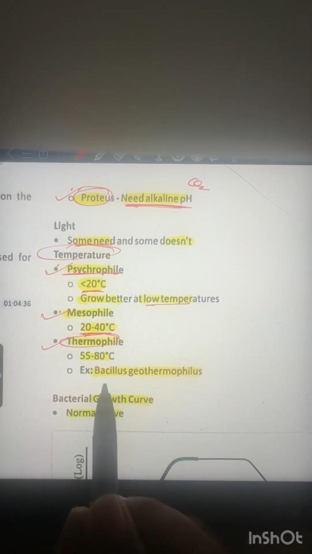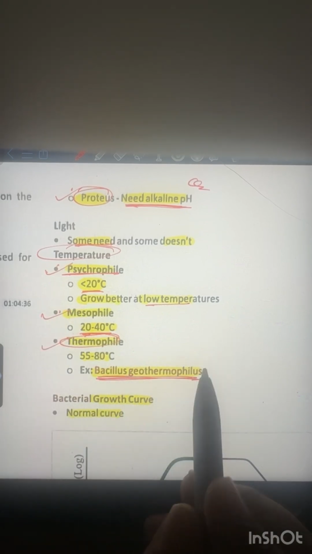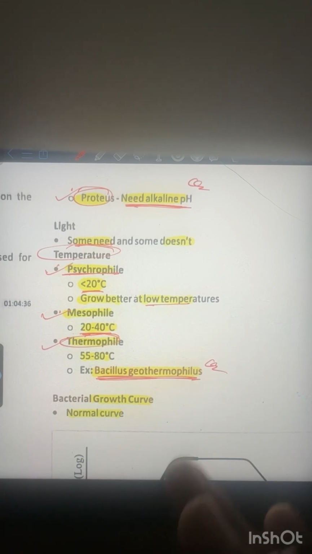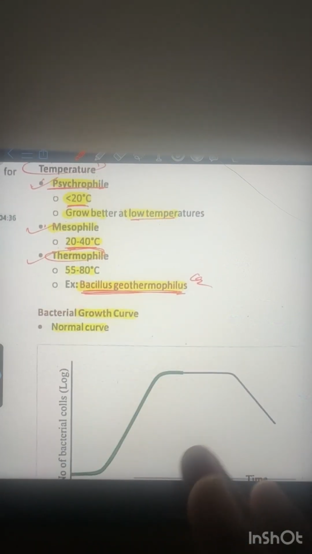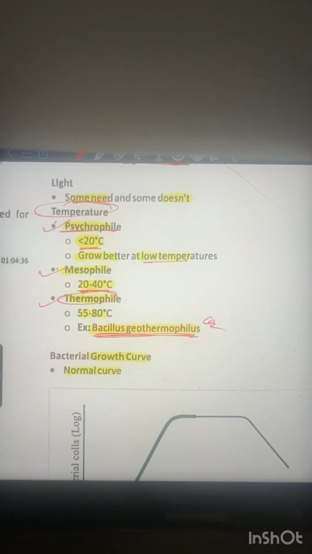And the ones that are psychro, they need low temperature. That is less than 20 degrees, even sometimes into minus. Those are psychrophiles. So remember, mesophiles are medium temperature. Thermo or thermal means high temperature, and psychro, they require low temperature. These are the different needs that a bacteria has. But how does a bacteria grow? And that you need to study with the help of a bacterial growth curve.